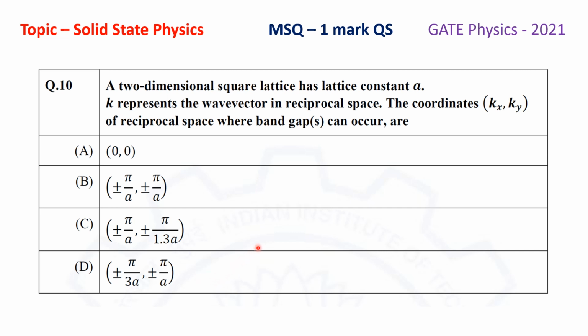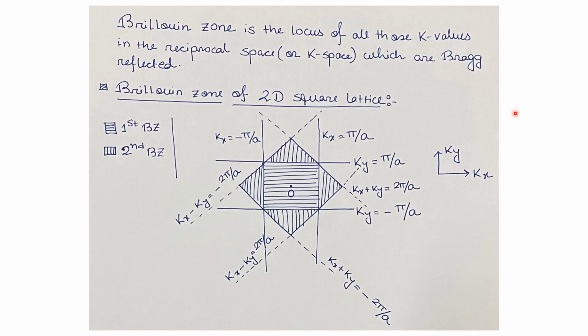So as this is a MSQ type question, it is possible to have multiple options correct for this question. So let us see how to solve this problem. Before going to the main part of the solution, let us discuss very briefly about the Brillouin zone and how can we construct the Brillouin zone for a 2D square lattice having lattice constant small a.